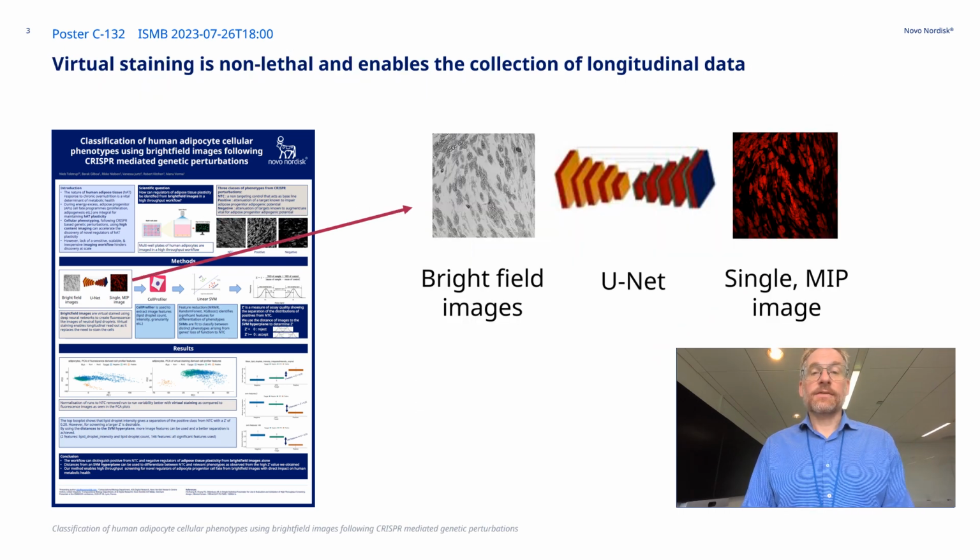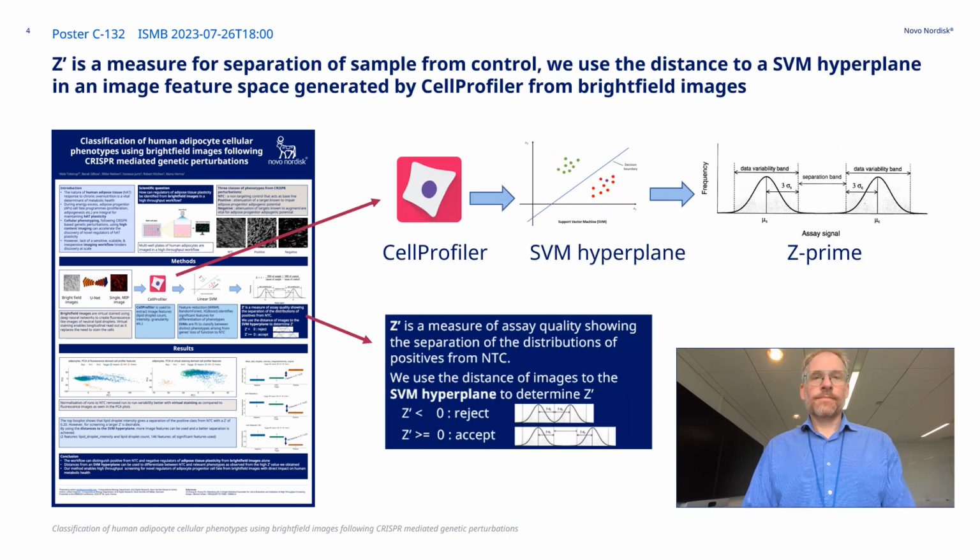Unlike staining that requires fixed cells, hence dead cells, and only captures endpoint phenotype, brightfield imaging can capture longitudinal measurement on live cells. We have trained the UNet deep neural network to generate virtually stained images from brightfield images, thereby enabling the readout of longitudinal data.